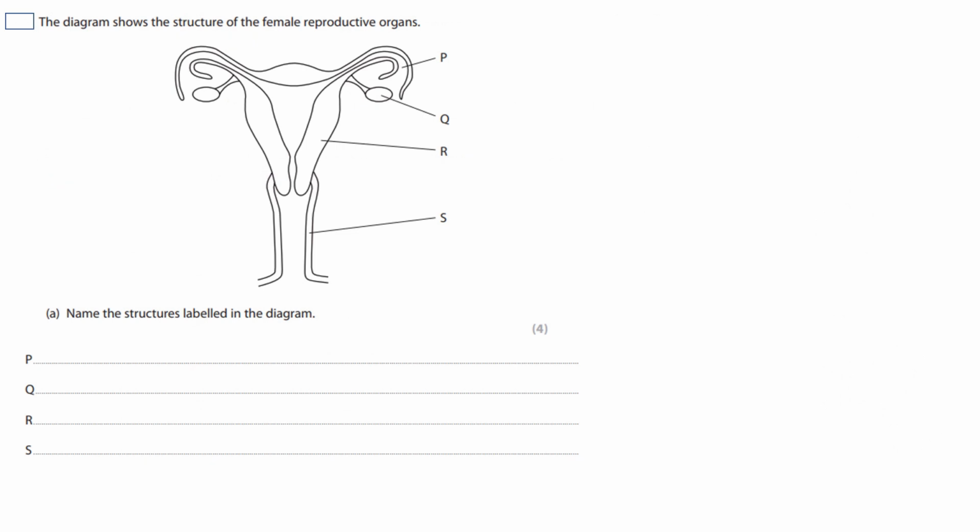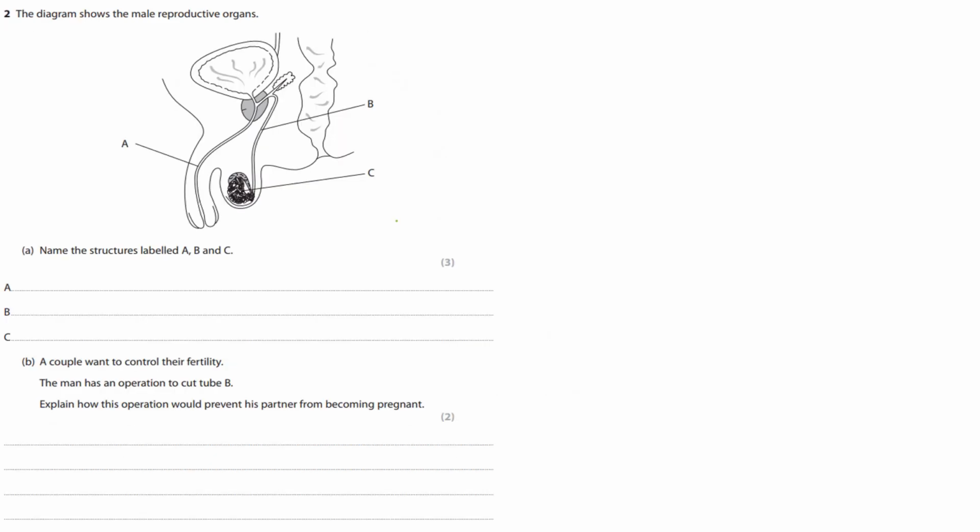The diagram shows the structure of the female reproductive organs, so pause the video, name the structures labeled in the diagram. Okay, let's go through the answers. So at P, we have the fallopian tube. At Q, we have the ovary that produces the eggs. R is the uterus or the uterus wall or the uterus muscle. And S is the vagina.